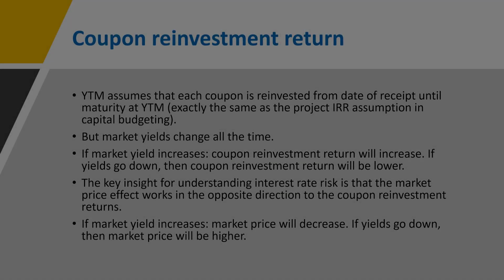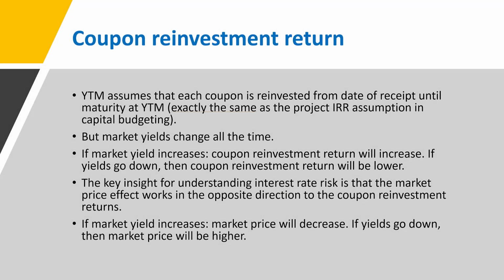Turning attention to coupon reinvestment return, an often ignored assumption of any application of the internal rate of return method is that it assumes that all intermediate cash flows can be and are reinvested, producing an extra return equal to the IRR. All yield to maturity calculations assume exactly the same thing. However, the reality is that market yields will fluctuate during the term of the bond. If a bond's current market yield goes up, then the reinvested coupons will earn a higher return. If yields go down, then coupon reinvestment return will be lower.